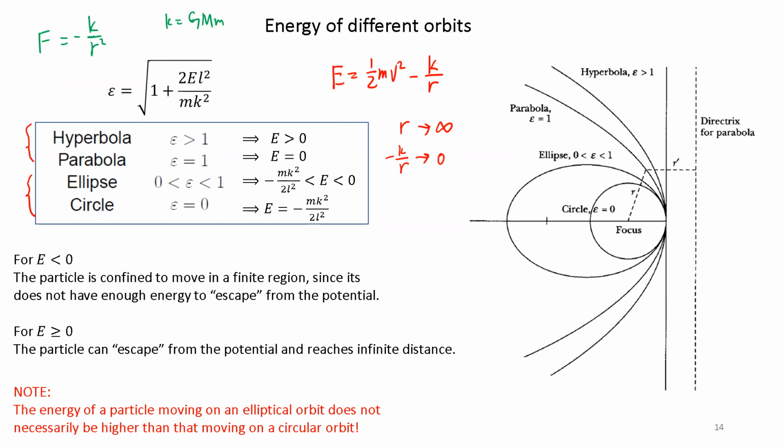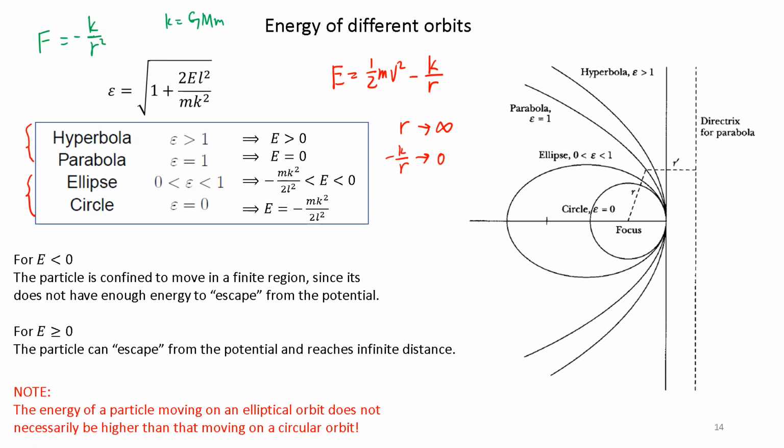However, I should remind you that a circular orbit does not necessarily have lower energy than an elliptical orbit. I will show you later in an example. So when do we have the case that the circular orbit has a greater energy than the elliptical orbit?